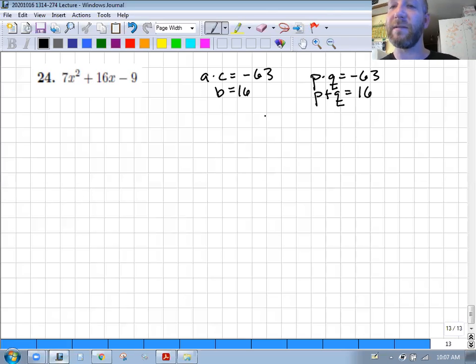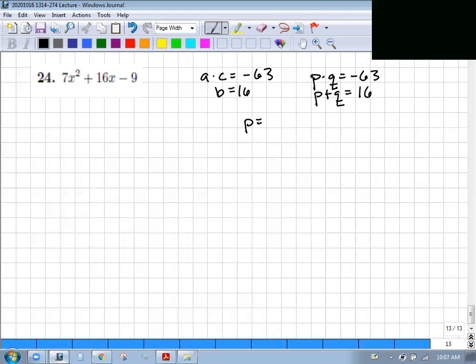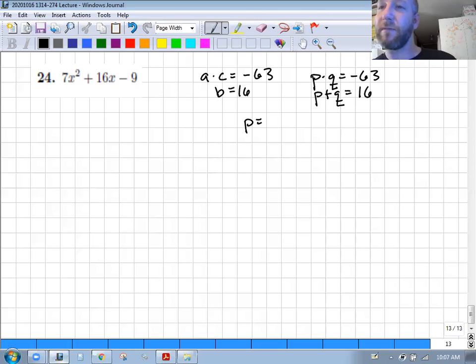9 and 7 add. So P is... Well, they have to give us a positive 16, right? I'm not sure how. I mean, if we multiply them, they have to give us a negative 63. So one would have to be positive and one negative, right? Yes. And see, if we did 9 and 7, that's going to give us a positive 63. Yeah, they'd add to be 16, so that won't work out. So 9 and 7 aren't going to work.